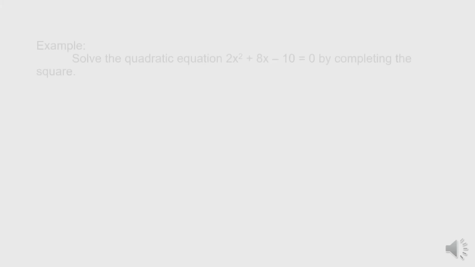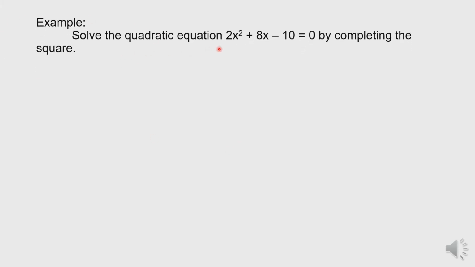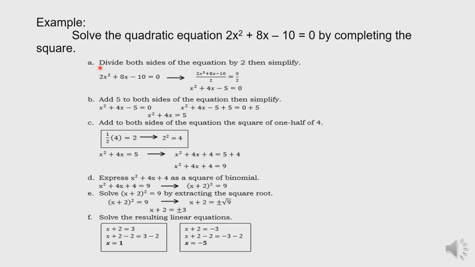Now, let's have an example. Solve the quadratic equation 2x squared plus 8x minus 10 equals 0 by completing the square. From the given equation, we know that it is already in standard form. So you can identify a, which is 2, b, which is 8, and the constant term, negative 10. So divide this by a, which is 2. Okay? So you will have: a. Divide both sides of the equation by 2.